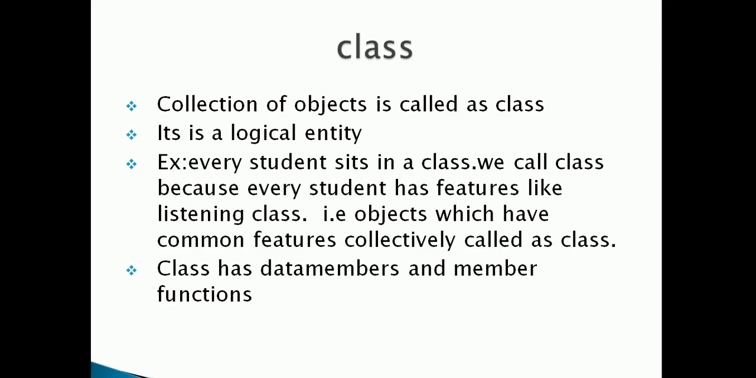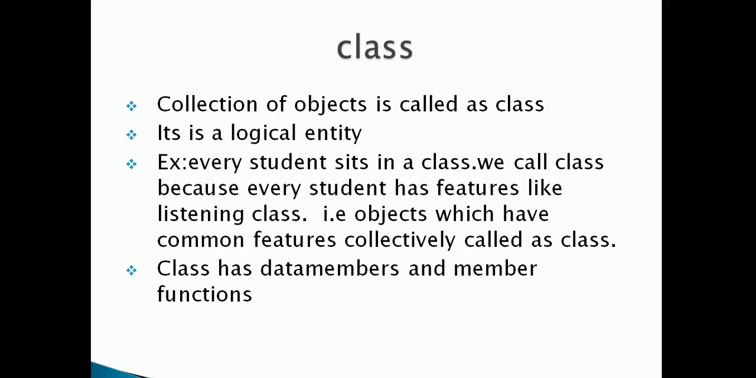Every student has a feature of learning concepts from the lecturers at the same time. That means every student has a common feature, that is learning from the lectures. A student is an object. The group of students is a class. Why? Because all the students in the group have some common feature.